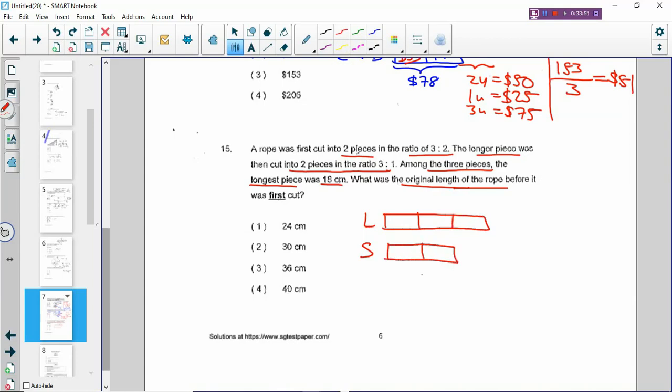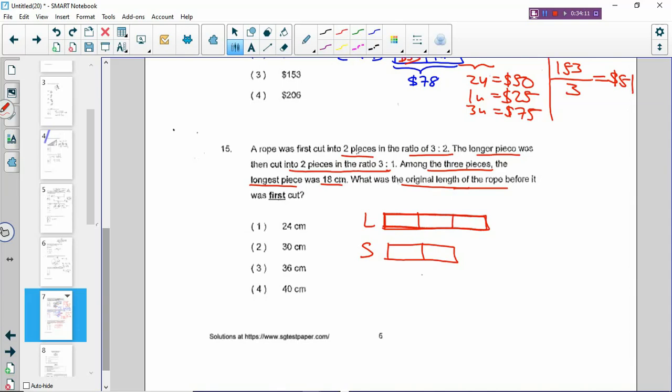You can also use ratio to represent. Okay, so there are 2 ways of doing model or using ratio. Now, the longer piece was then cut into 2 pieces in the ratio 3:1. So which means that this longer piece was further cut, right? It was cut some more into another 2 more pieces.